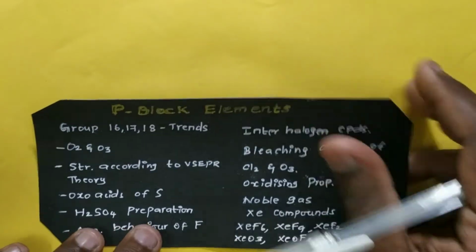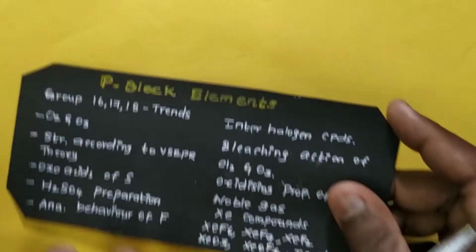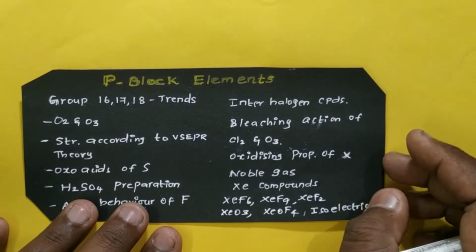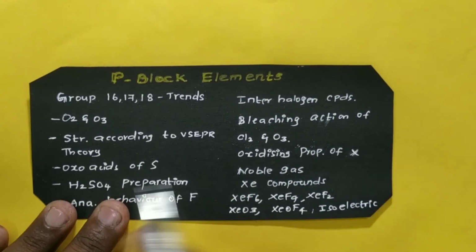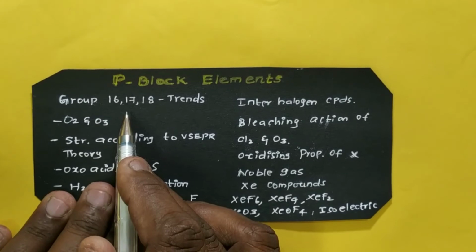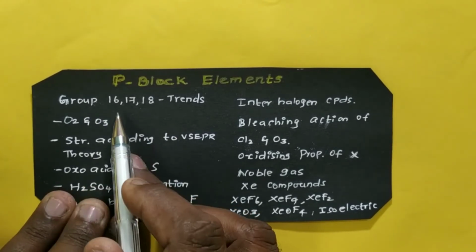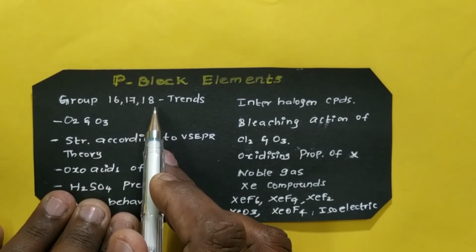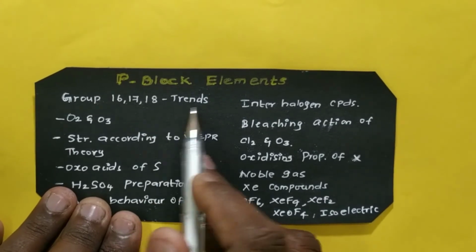And the next unit is a very important and very big chapter, that is P block elements. What are P block elements? From P block elements, you should know all the group trends. So groups 16, 17, 18 will be given in your syllabus. You should know the trends.